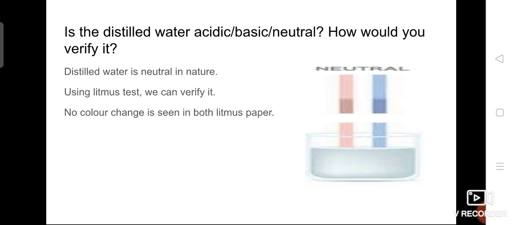You can ask why we are always doing it with the litmus test. We can use the turmeric test also, no? Because that is also a natural indicator, you can ask. But litmus paper is commercially available in the market. So in every laboratory, litmus paper strip is easily available.